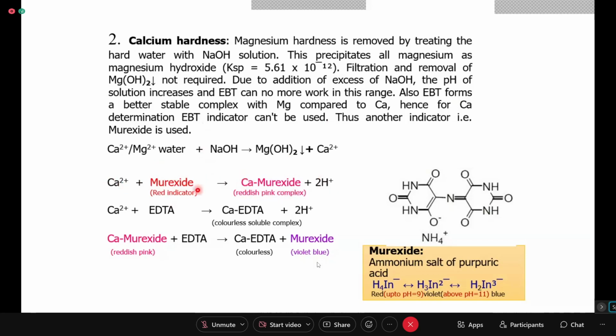This reddish pink complex, on titration with EDTA solution, will give you a color change from reddish pink to blue violet. So this is the indicator murexide. Murexide is the ammonium salt of purpuric acid. You can see NH4 plus, and this is having 1, 2, 3, 4 replaceable hydrogens. That is what is written here: H4 indicator minus initially, which is red in color up to pH 9. Between pH 9 to 11, it is H3 indicator 2 minus, which is violet in color. Then it may be H2 indicator 3 minus, which is blue in color.